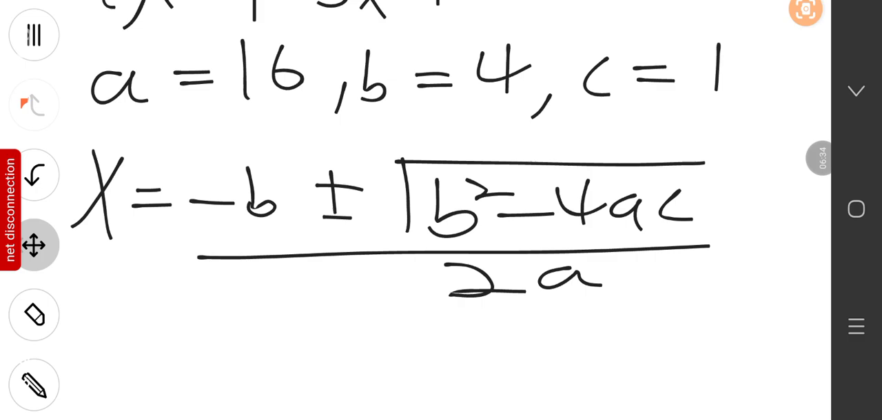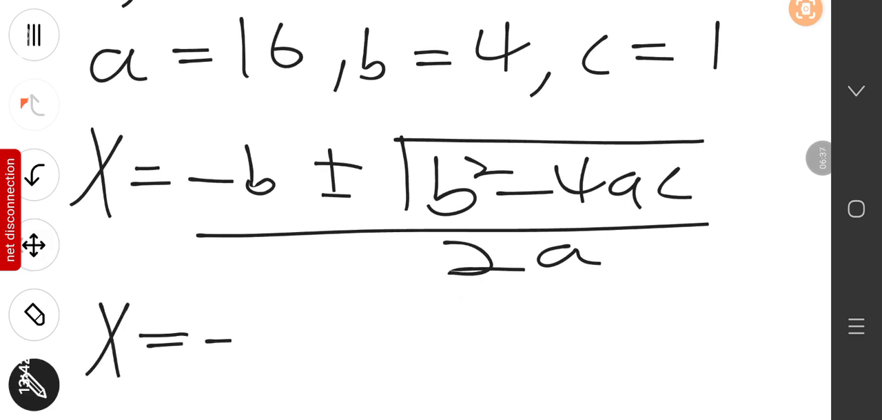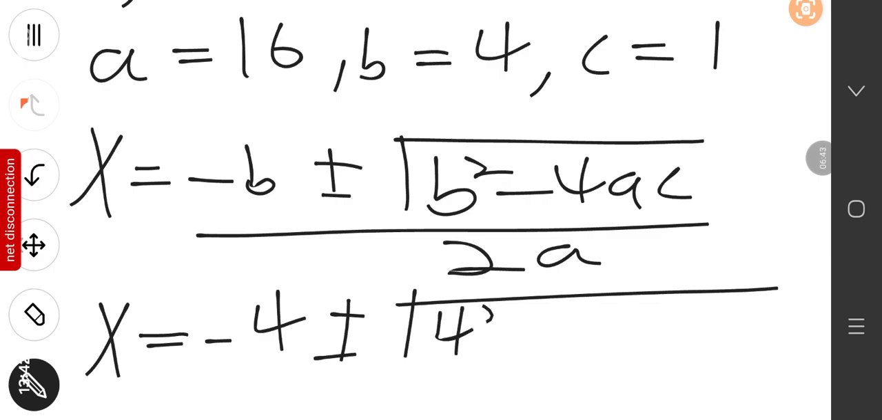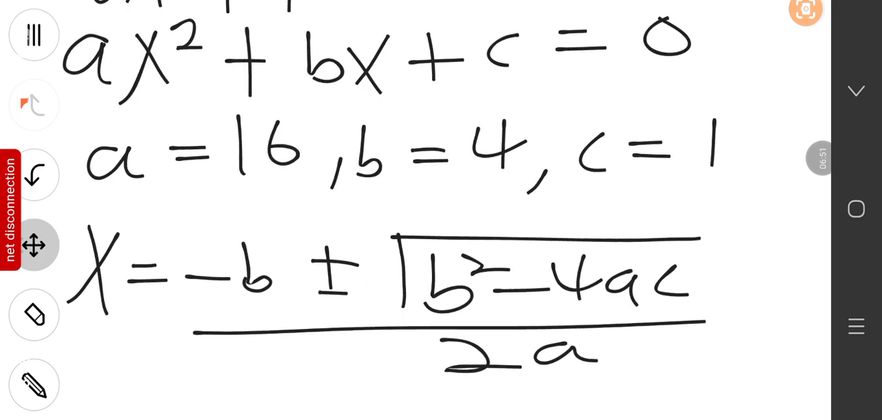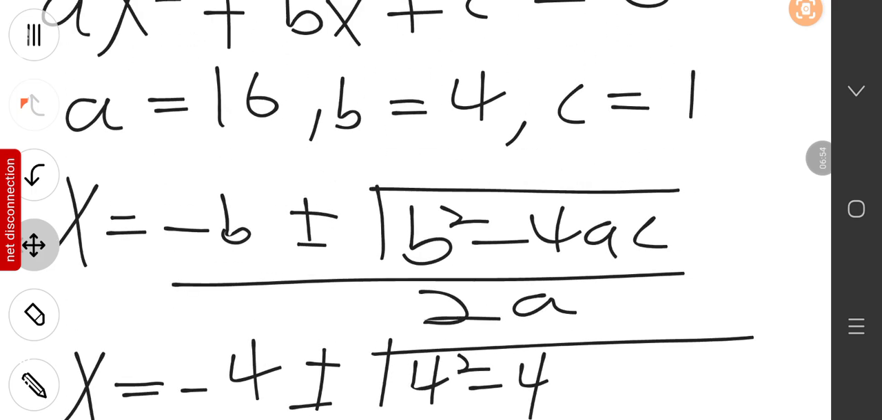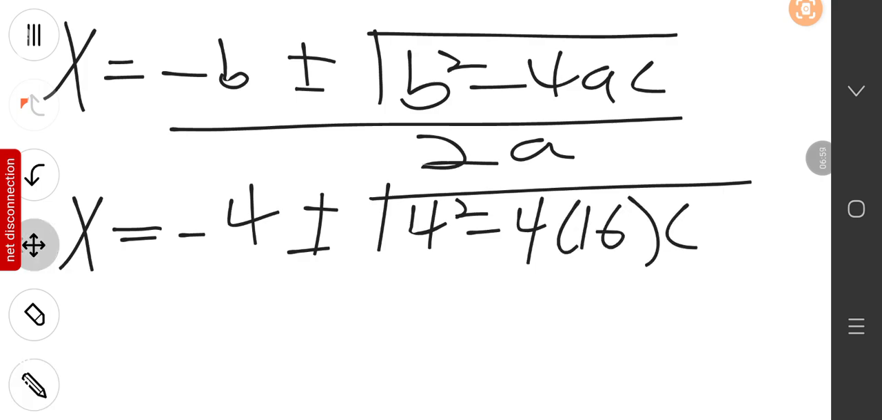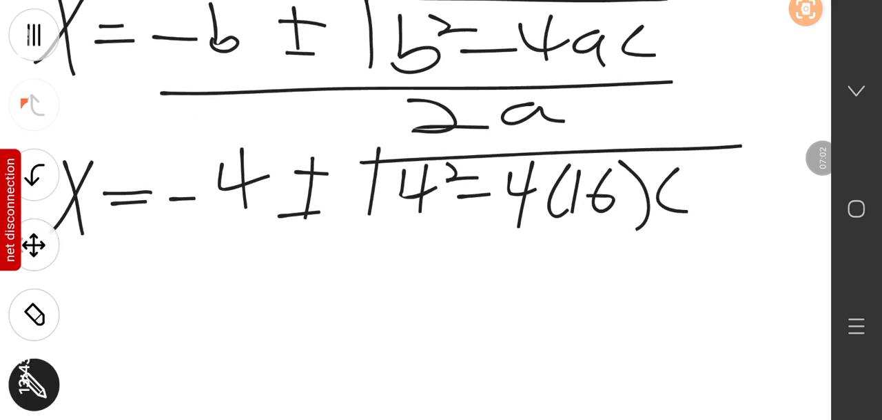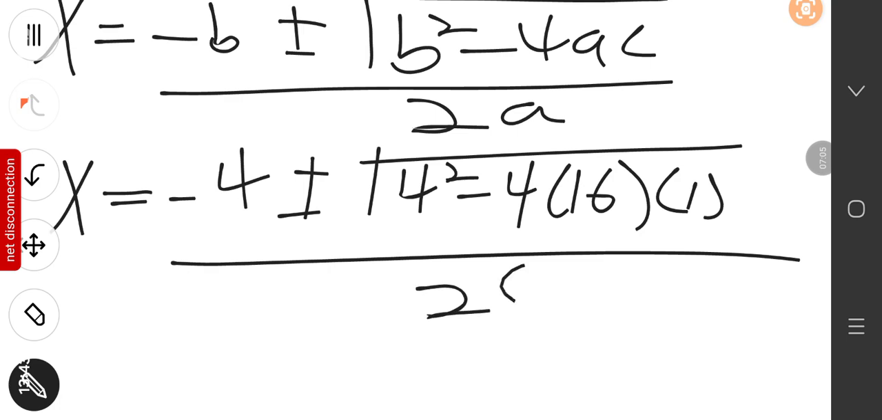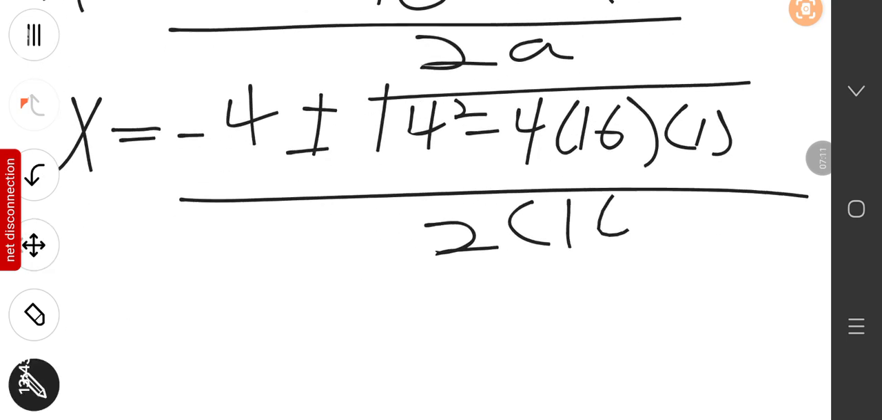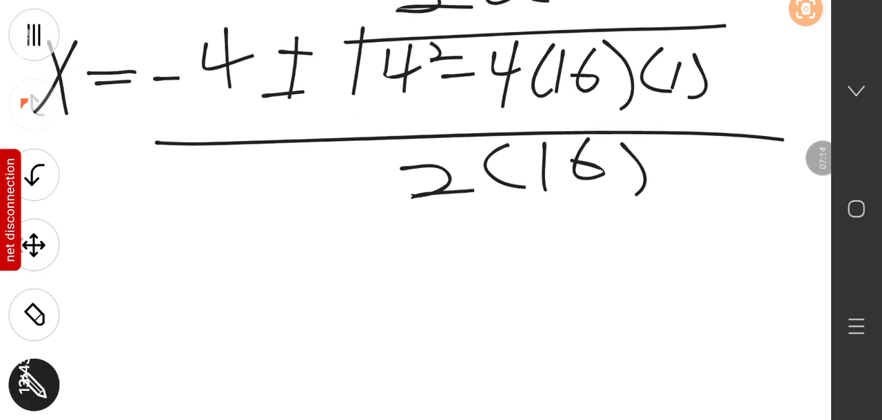Okay, so let's do the substitution. So you have x equals minus 4 plus or minus the square root of 4 squared minus 4. Now a is what? Now let's check a. A is 16. Okay, so a is 16. So 4 times 16 times c. C is 1, all over 2 times a. Okay, and a is 16. All right, now let's evaluate.